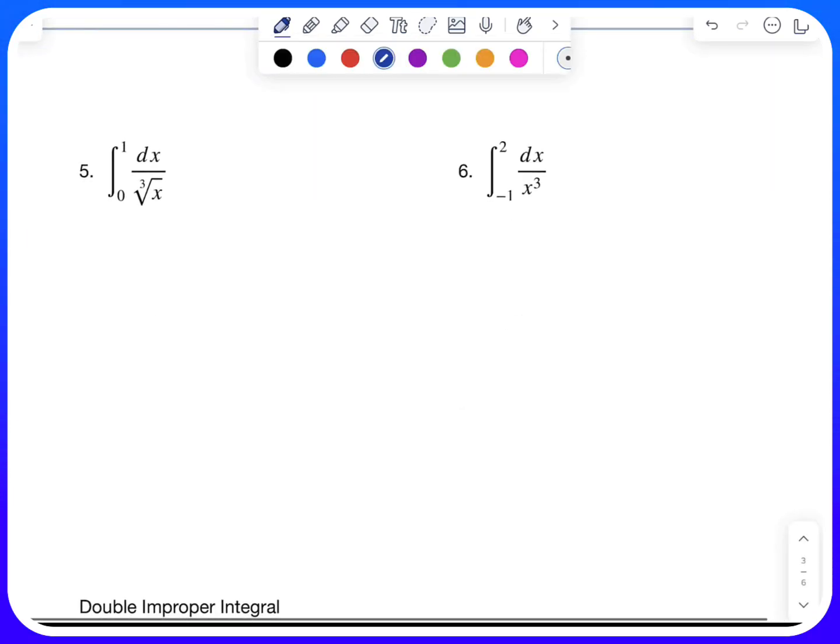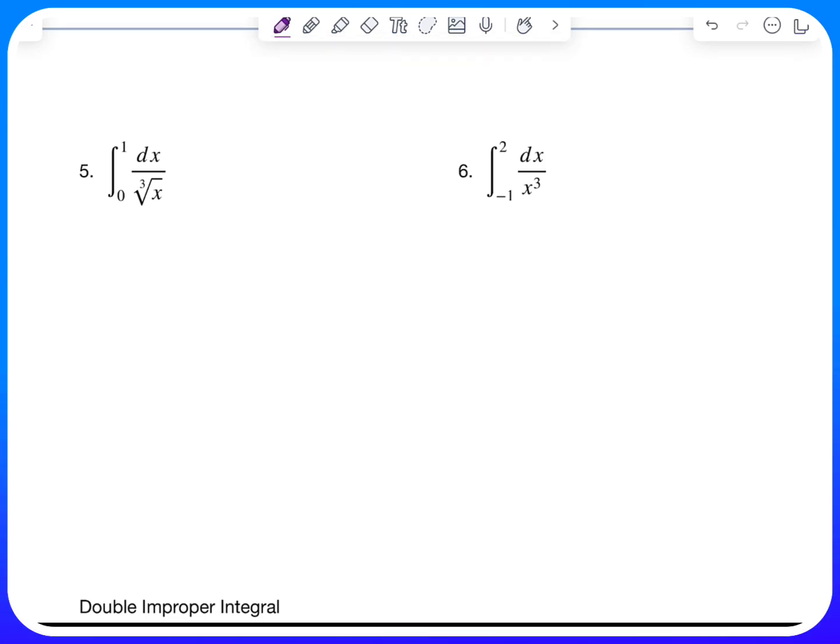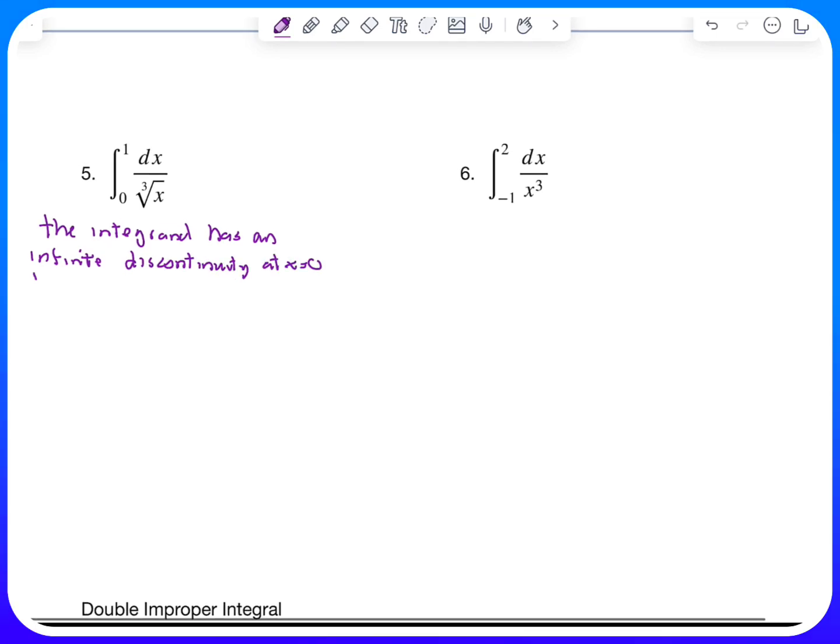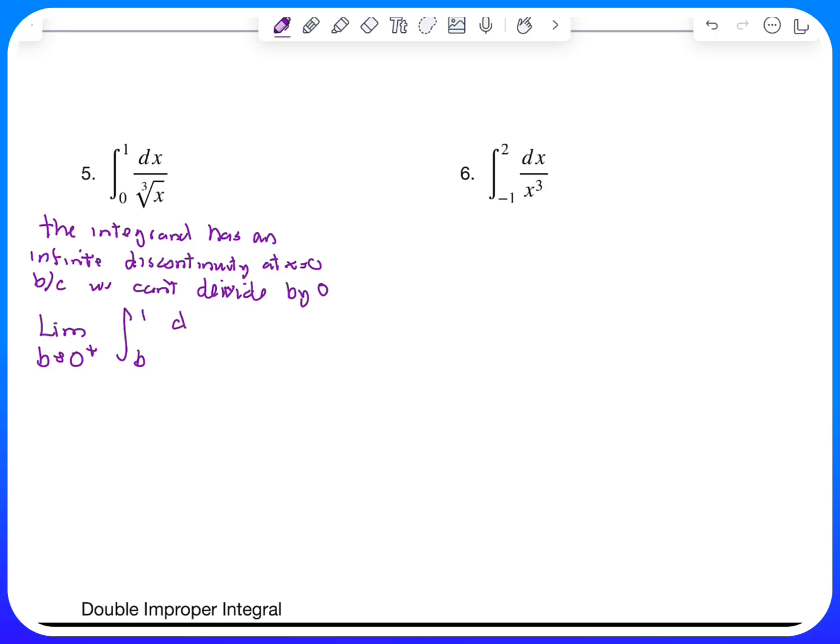Okay, so let's look at this one. We have the integral from 0 to 1 of 1 over the cube root of x. Now remember, we can't divide by 0, so x cannot equal 0. So we have an infinite discontinuity at x equals 0. And so I need to rewrite this integral as the limit as b goes to 0 from the positive side of the integral from b to 1 of dx divided by the cube root of x.